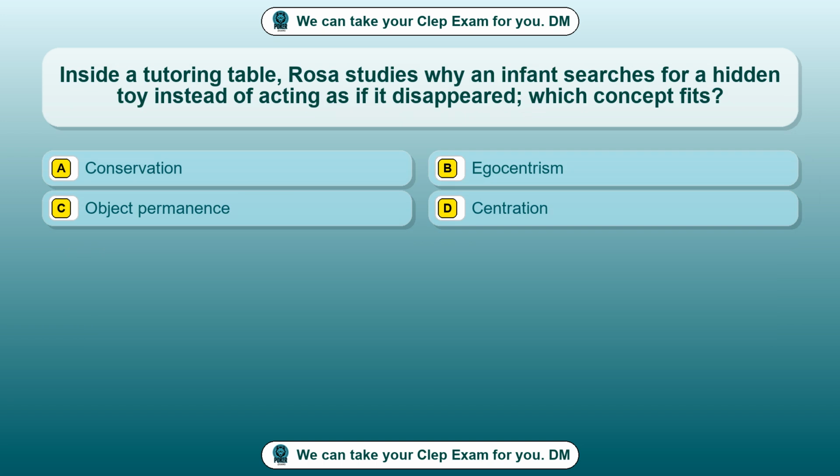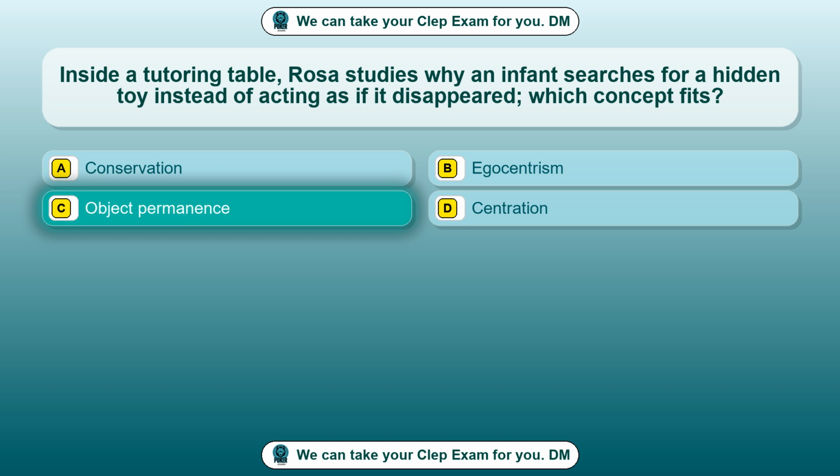Question 18. Inside a tutoring table, Rosa studies why an infant searches for a hidden toy instead of acting as if it disappeared. Which concept fits? Option A, conservation. Option B, egocentrism. Option C, object permanence. Option D, centration.